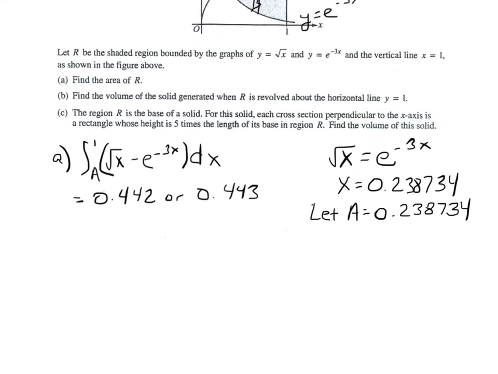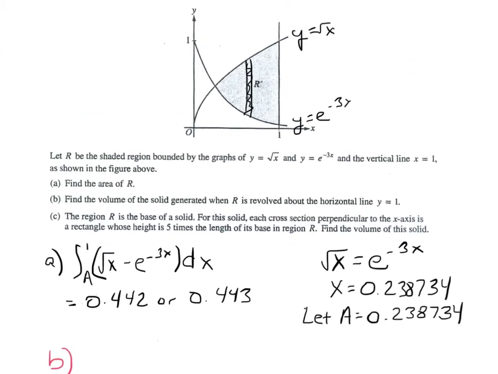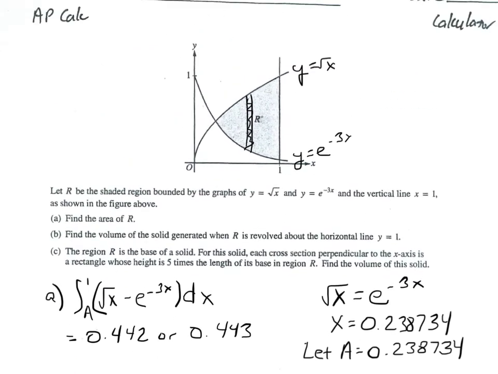Now remember, make sure that when you find this point that you write the equation that this came from. Okay, part B, finding the volume of the solid. And what are we going around? We're going around y equals 1, right over here. There's y equals 1. Okay, so it looks like we're going to use washers.